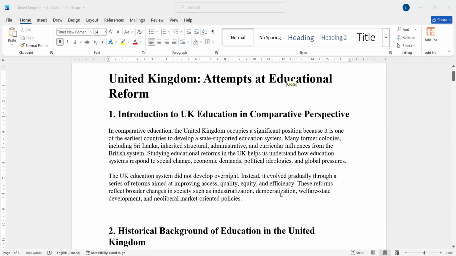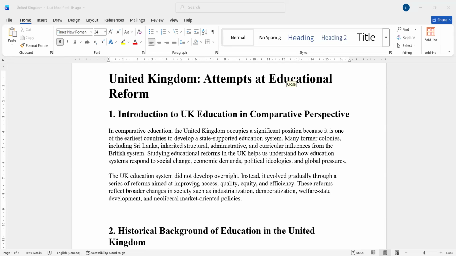So, introduction to UK education in comparative perspective. Whatever we learned in short, now a little bit of elaboration. In comparative education, the United Kingdom occupies a significant position because it is one of the earliest countries to develop a state-supported education system. State means government, right? Many former colonies, including Sri Lanka, inherited structural, administrative, and curricular influences from the British system. Now you can understand why we have that influence, because Sri Lanka was ruled by the UK.